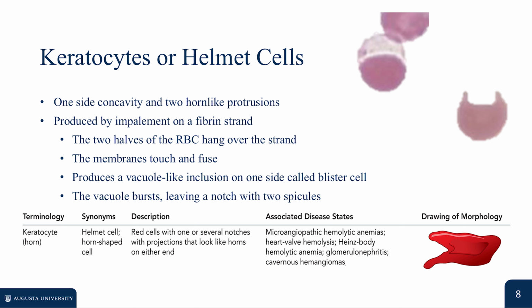As mechanical fluid pressure forces the cell past the obstruction, the blister vacuole bursts, leaving behind the notched concavity with two sharp spicules. Keratocytes are key markers of microangiopathic hemolytic anemias, or MAHA, including disseminated intravascular coagulation, or DIC, thrombotic thrombocytopenic purpura, or TTP, and hemolytic uremic syndrome, or HUS.